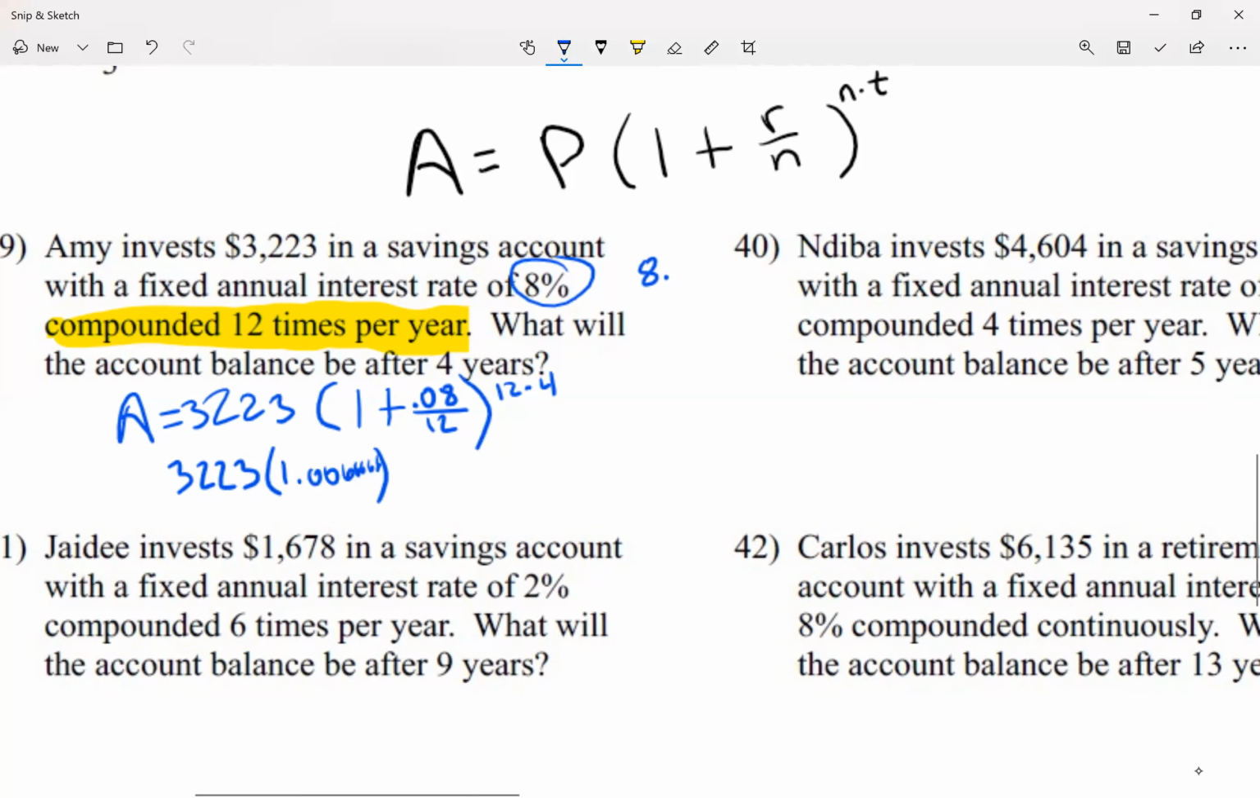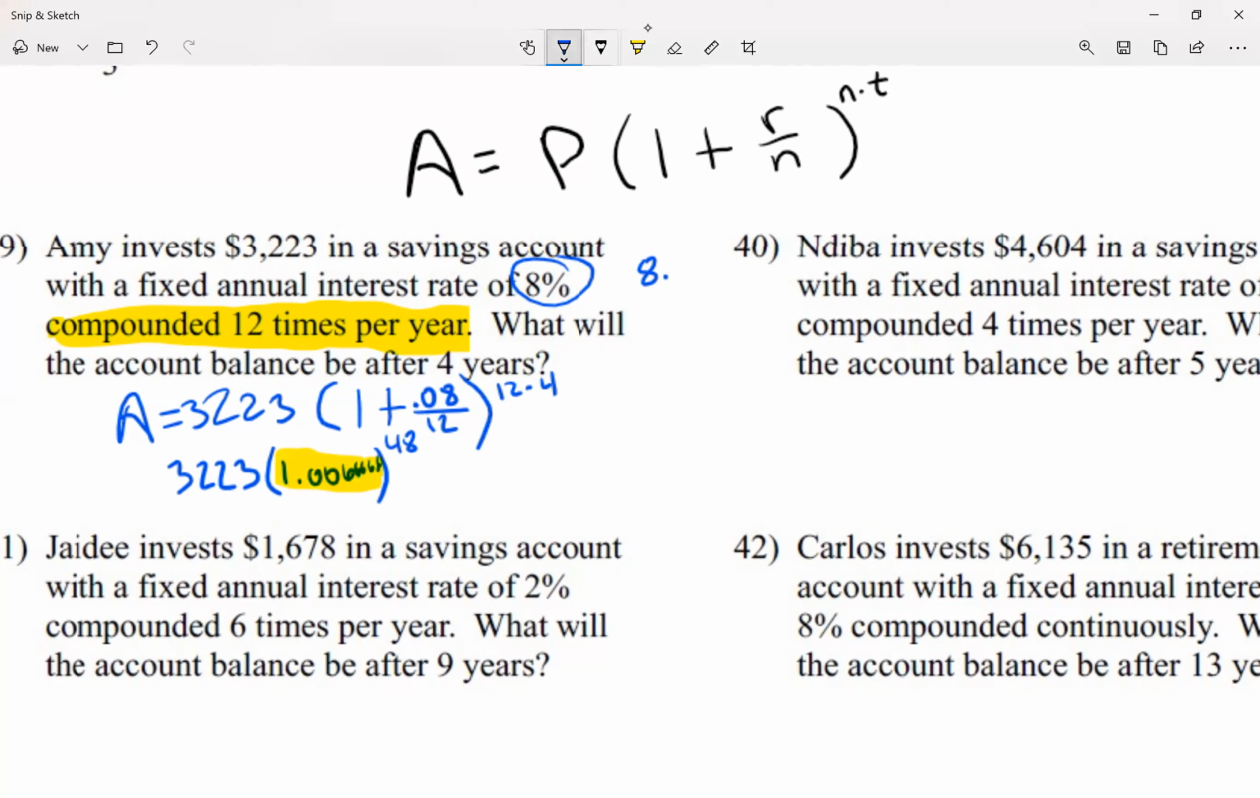And then that is going to be to the 48. 12 times 4, right? 12 times 4 is 48. All right, so this is what I'm going to do. On my calculator, because I typed it in, I have my parentheses. So I'm worried about my parentheses.